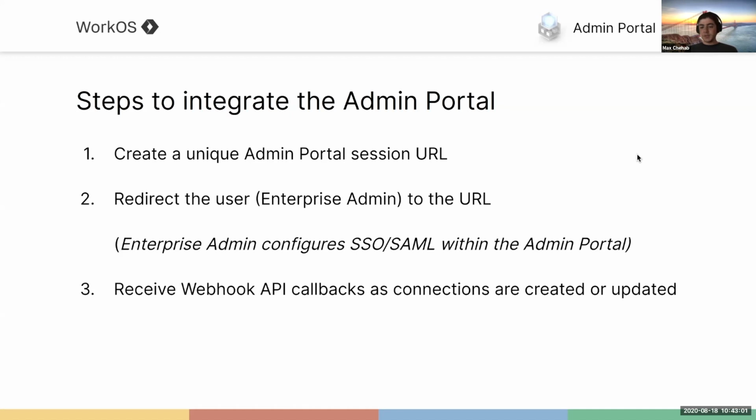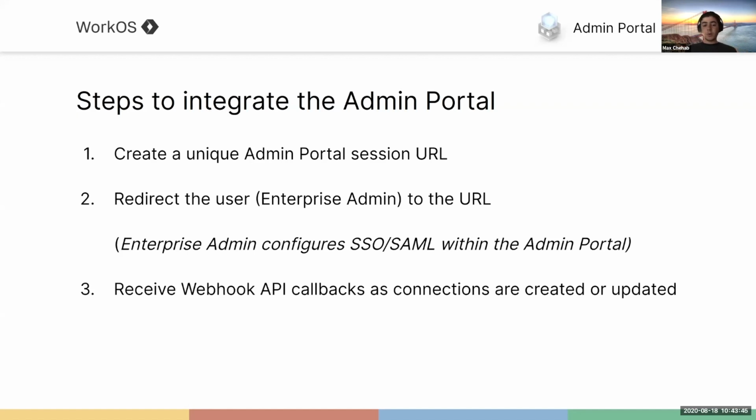And with this session, you then just redirect the user to this URL that you have just created. So you can imagine that this is behind a setup SSO button in your settings page, and it goes to your backend. It authenticates that the user is who they need to be. Then it creates this admin portal session with our SDK, and then you redirect to this URL. So at this point, the enterprise admin is looking at this admin portal, and they're going to be configuring SSO or directory sync. And in order to notify your application that their configuration was successful, we have a webhook API.